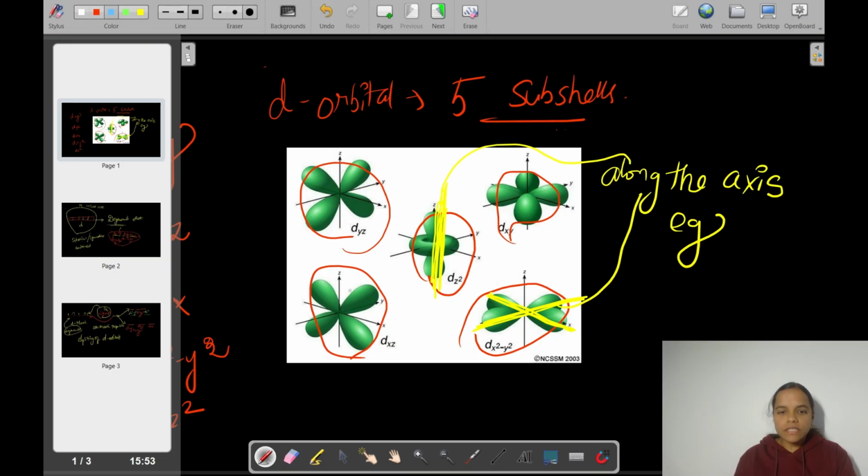while the other three subshells, dxy, dyz, and dzx, in all these three cases, the electron repulsion happens in between the axes. It is not along the axis, so the repulsive effect is lower.